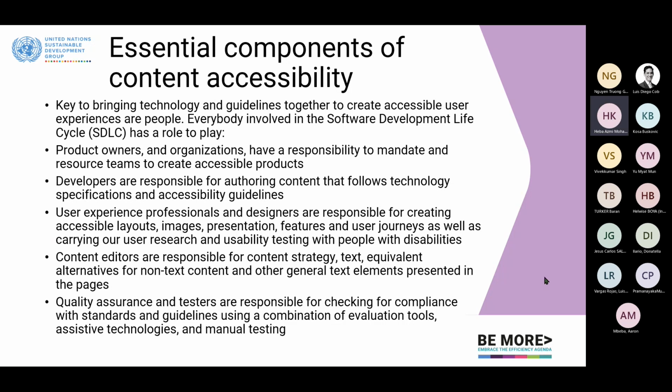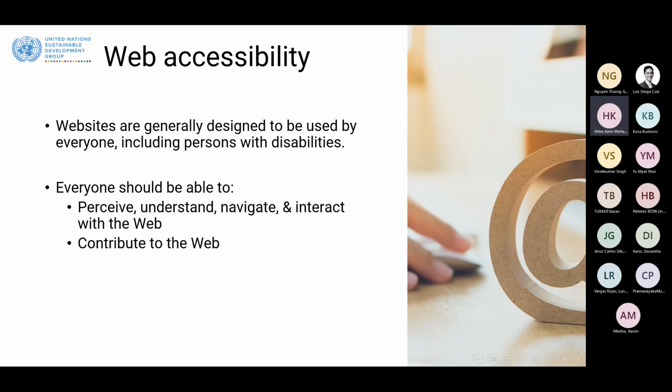Now, in the next slide, we will talk about web accessibility. I'm sorry about this background noise. As you know, the web is generally designed to be used by everyone: young people, older persons, persons with disabilities, persons who are browsing in a language that is their second language, not their first language, persons with low levels of literacy. So the website has to be really accessible, and web accessibility has four principles. Websites have to be perceivable, understandable, navigable, and robust.